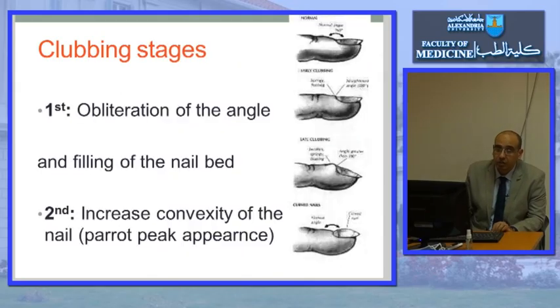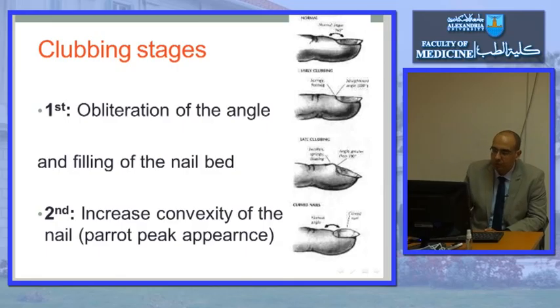There are stages for clubbing. The first stage is obliteration of the angle. There is an angle and here it is obliterated. This is the first stage, obliteration of the angle and filling of the nail bed. Then when there is more tissue, it will go up. At first there is proliferation of tissue obliterating the angle, and then with more tissue, it will elevate up, causing increased convexity.